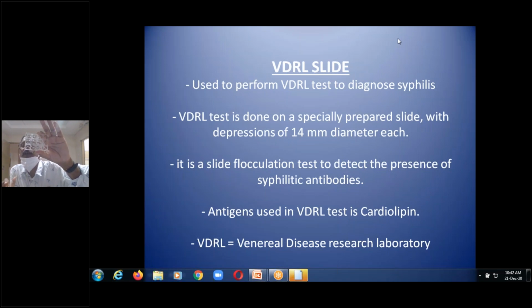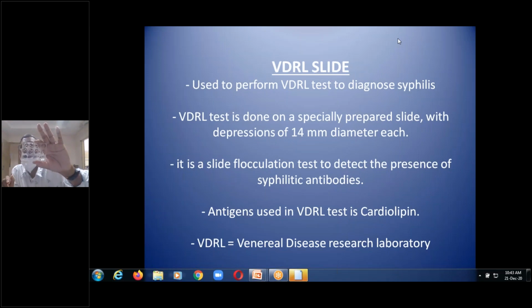or slide flocculation test. The test is called slide precipitation or slide flocculation. Slide precipitation is also called flocculation. What is done by precipitation? The soluble antigen combines with soluble antibody at a suitable temperature and pH, and there is a formation of insoluble precipitate or floccules.